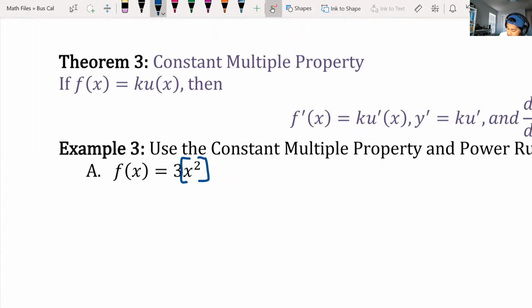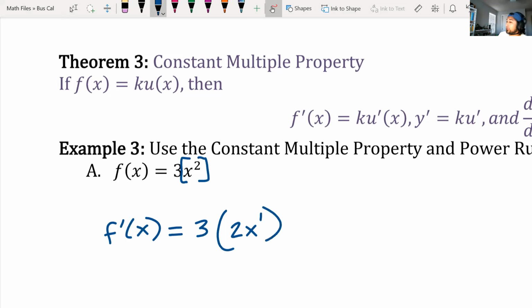So when I rewrite this, I say f prime of x equals 3 times, and what's the derivative of x squared going to be? What number's coming down? 2x to the first power. Good. And now, by the constant multiple property, all this says is multiply this 3 back in, and we get our final answer of just 6x. That's it.